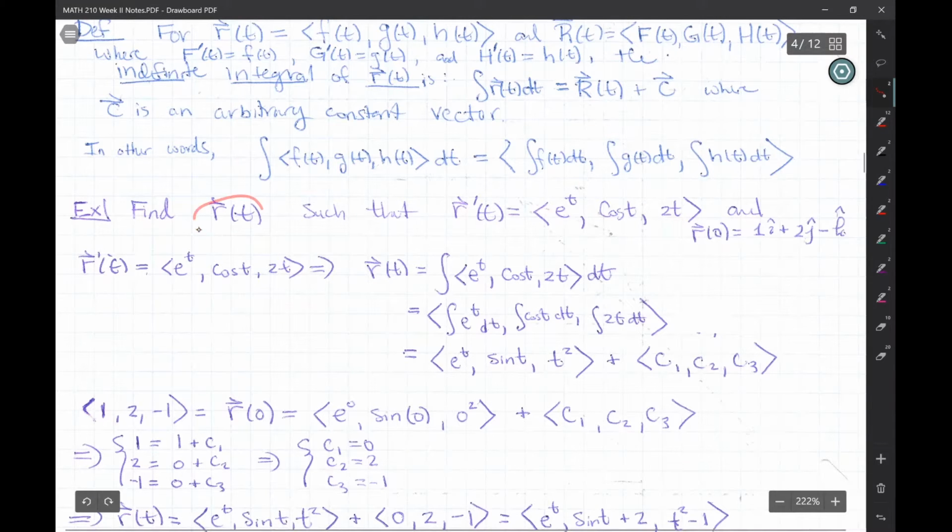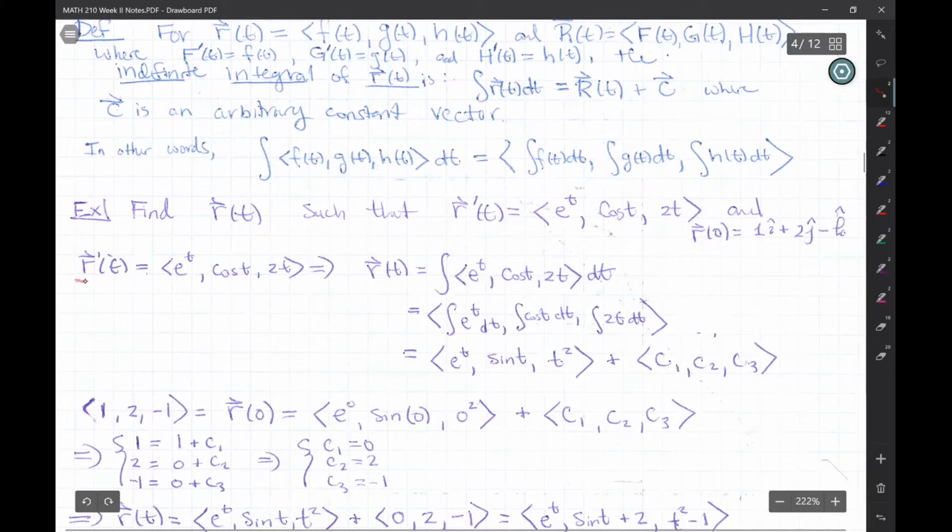We want to find some r of t, where its derivative is equal to this, and it has a value at t equals 0 equal to this latter part. Well, if the derivative is equal to this, here's the strategy. Let's take the antiderivative of the derivative so that we get some r of t, and then we'll match the condition r of 0 equal to this using our constant. Let's see how that works.